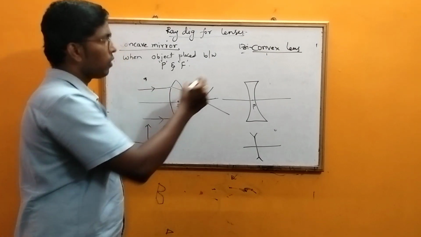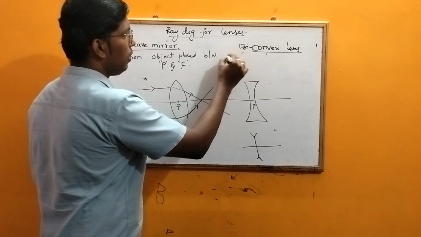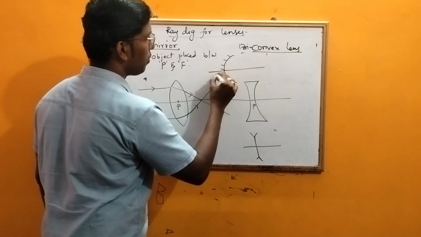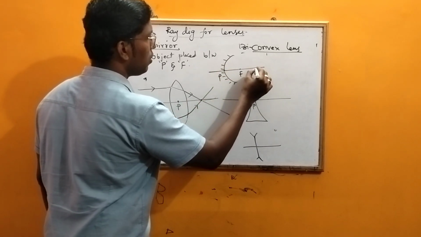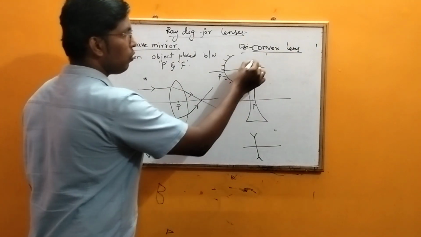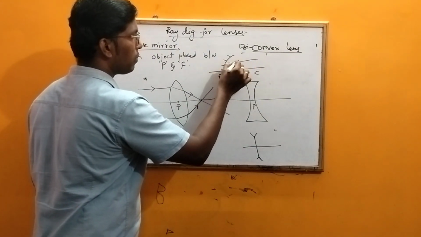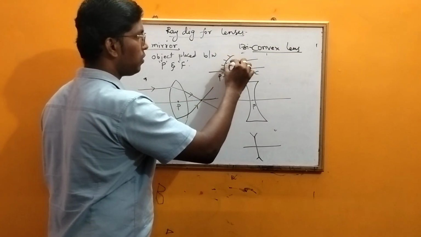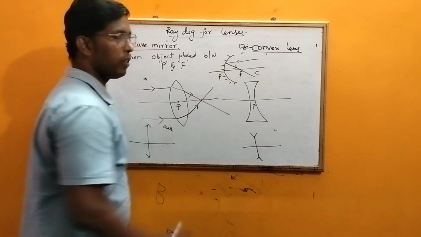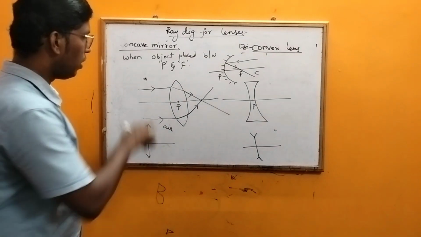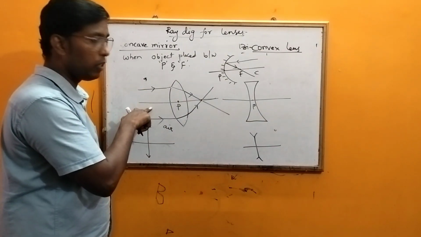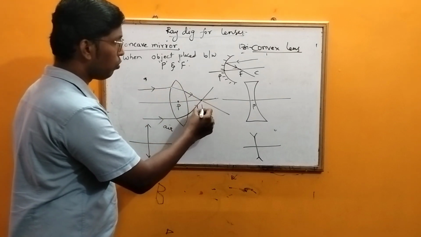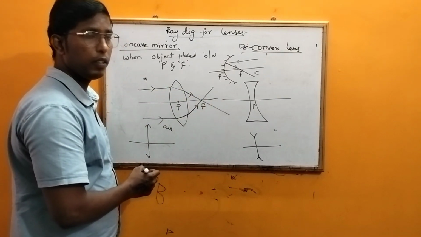Now let us consider or imagine mirrors. Compare with mirrors: F, center of curvature, right? What was the first rule when a light ray passes parallel to the principal axis? After reflection, it passes through the focus point. Similarly here also, light rays are traveling parallel to the principal axis, and after refraction, it passes through the focus point.